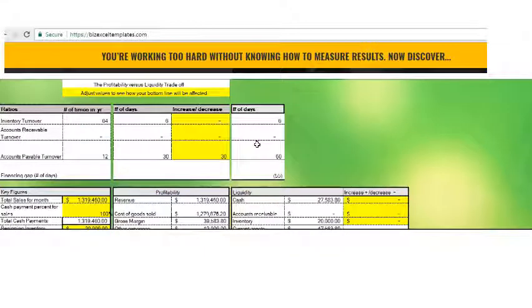Next, we come to the Profitability versus Liquidity payment tab. The first thing, you only have to enter data in the yellow cells.